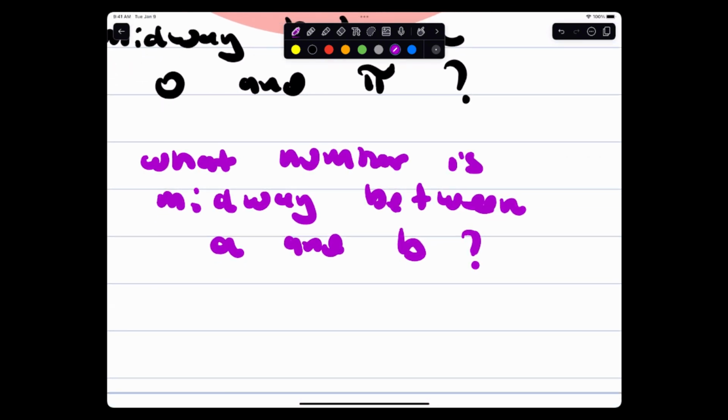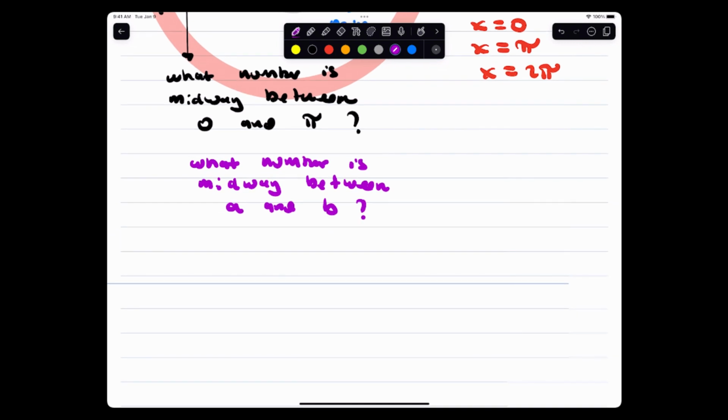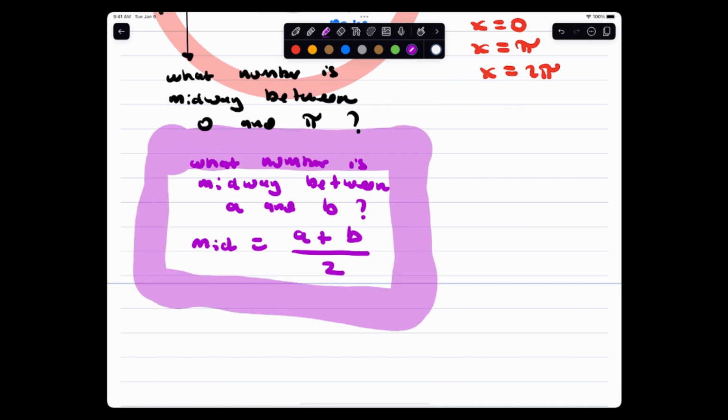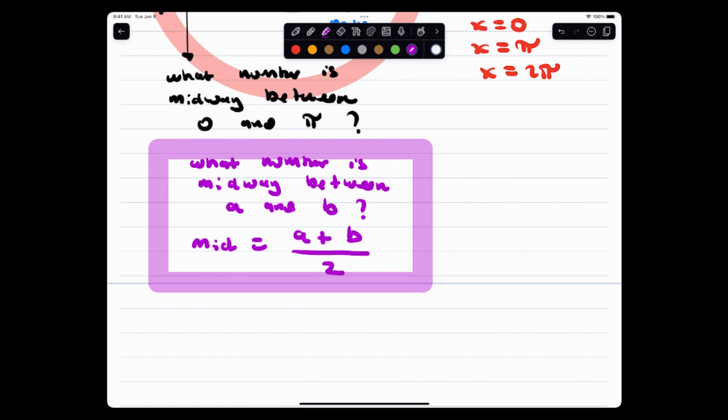What number is midway? Do you guys know how you find midway numbers? Anybody know? Yes. Isn't it A plus B divided by 2? Yep. That's it. In other words, you add the two numbers, and then you divide by 2. Okay, so you're going to add the numbers and you divide by 2.